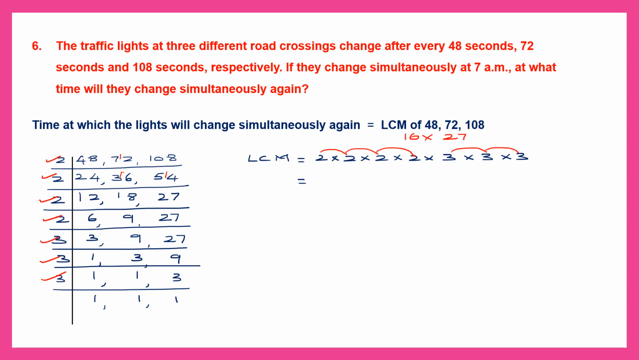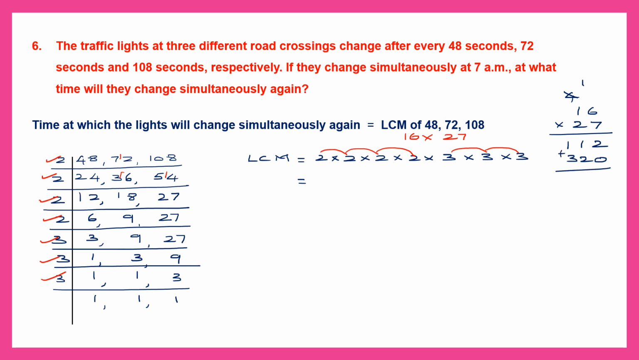So what did we do? We grouped all the 2's together and we got 16. We grouped all the 3's together and we got 27. Now we can multiply these two, 16 into 27. So let's multiply 16 into 27. 7 6s are 42, carry 4. 7 1s are 7 plus 4 is 11. Second step, 2 6s are 12, carry 1. 2 1s are 2 plus 1 is 3.